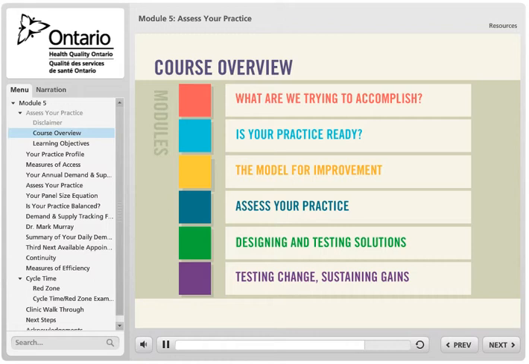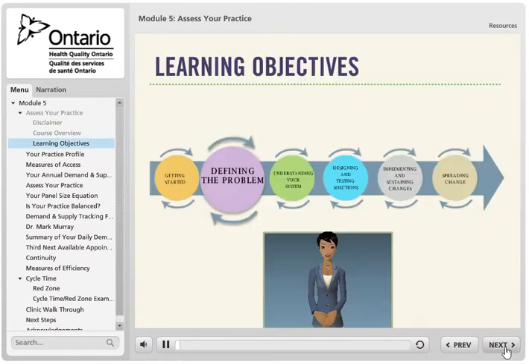Before you begin, please download the Practice Assessment tool from Resources. It will help keep the process simple and on track. Based on Health Quality Ontario's Advanced Access and Efficiency Workbook for Primary Care, success stories to date, and the experience of QI coaches in the field, this module will guide you through the essential next steps.